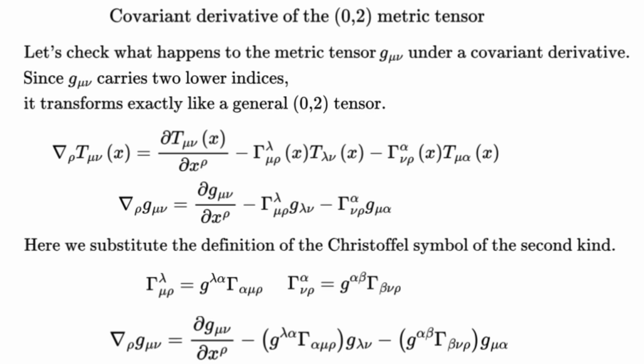Covariant derivative of the 0, 2 metric tensor. Let's check what happens to the metric tensor g mu nu under a covariant derivative. Since g mu nu carries two lower indices, it transforms exactly like a general 0, 2 tensor. Here we substitute the definition of the Christoffel symbol of the second kind.